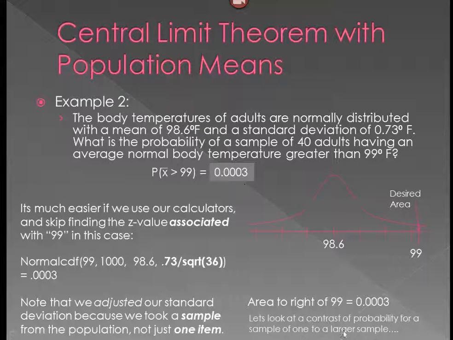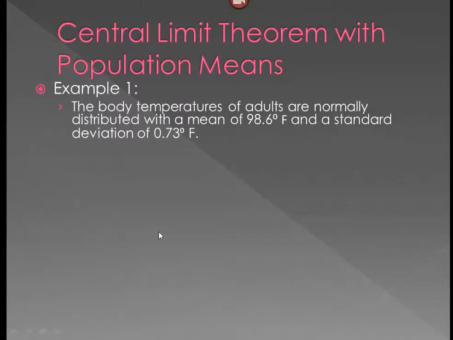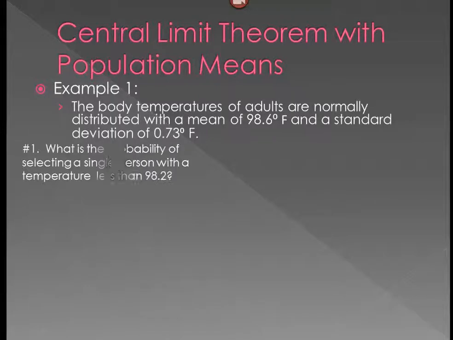Let's look at a contrast then for the probability of a sample of one item to a sample like what we found here, a sample of 40. So again, same parameters for our problem, but first of all, let's look at the probability of selecting one person from our population that would have a temperature less than 98.2. So here's our probability distribution, and let's figure out where approximately 98.2 would fall on my curve.